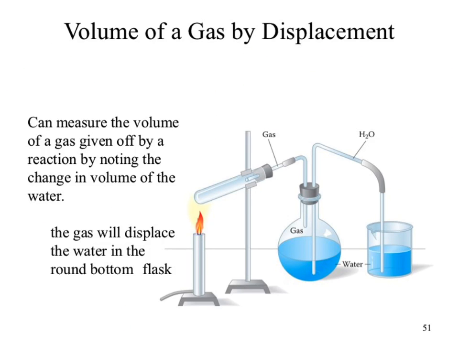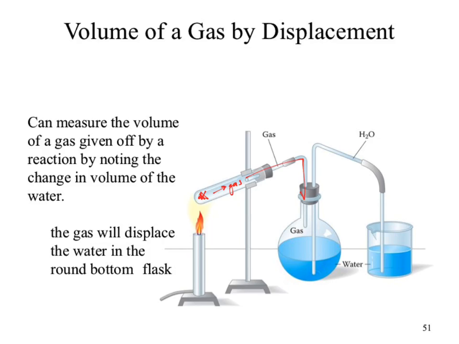So, if we went through and looked at gas by displacement, okay, we can do the same thing with gases, but we have to trap the gas somehow. That's what's happening in this. We're saying there's a reaction. Here, the flame causes that reaction to occur, and a gas is formed. Where does that gas go?